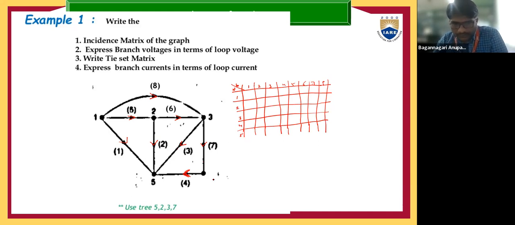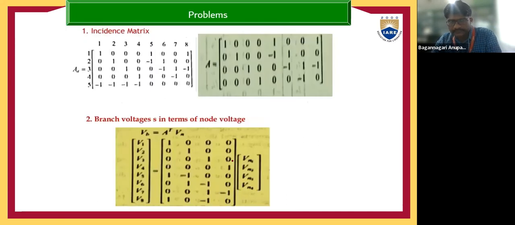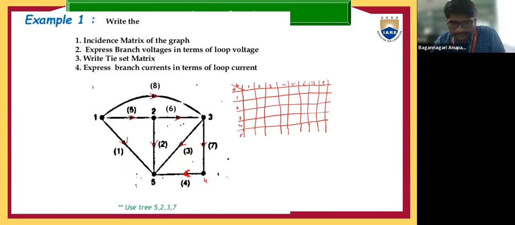I think you can take a node here. In the diagram, this is missed. You can take it as node 4. To differentiate between nodes and branches, they have given them in brackets. Now, you have 5 nodes and 8 branches.